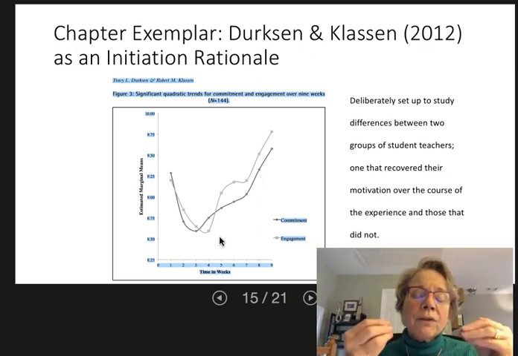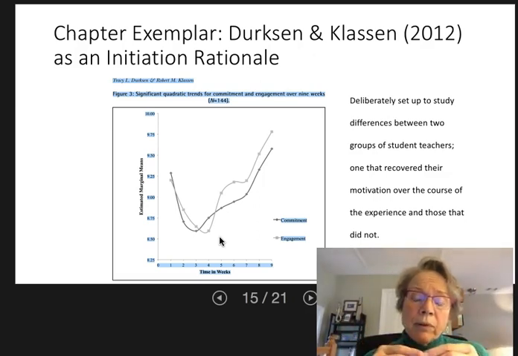So that paradox intrigued them. And they wanted to understand how they can help people in those situations. So I call this an example of the initiation design. It's the article I feature in that particular chapter.